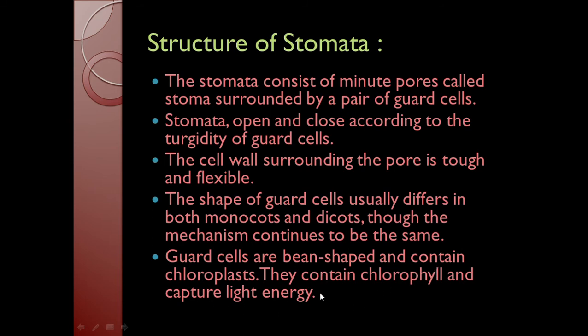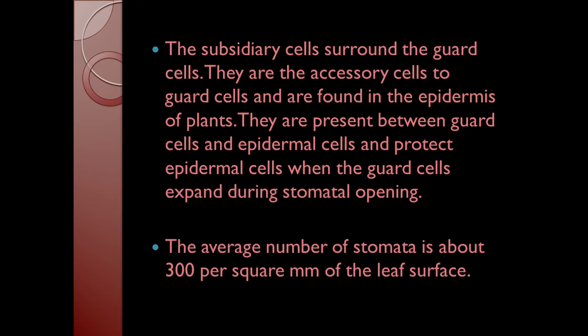They contain chlorophyll and they capture the light energy. Then the accessory or subsidiary cells surround the guard cells. They are the accessory cells to the guard cells and are found in the epidermis of plants. They are present between guard cells and epidermal cells and protect the epidermal cells when the guard cells expand during the stomatal opening. The average number of stomata is about 300 per square millimeter of the leaf surface.